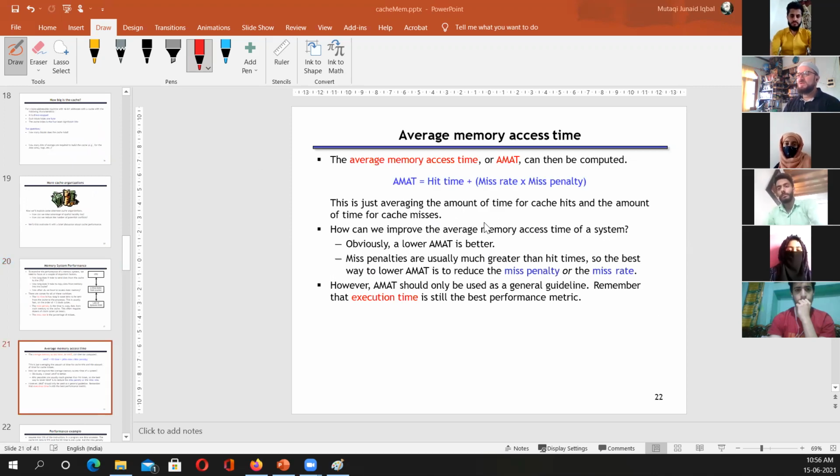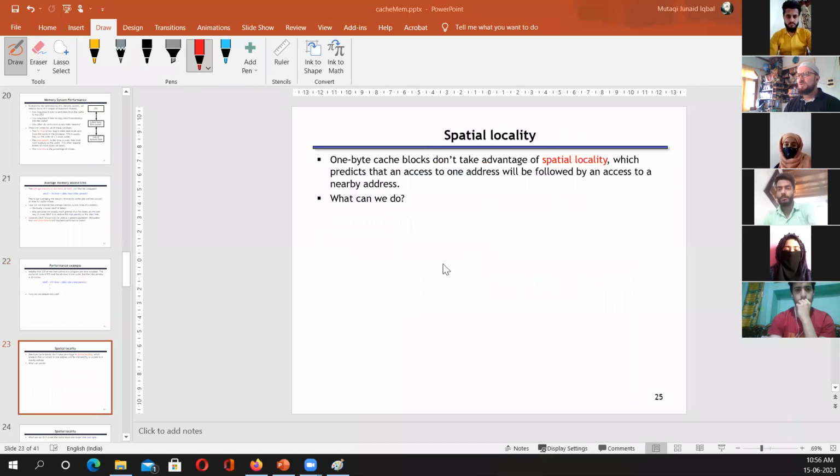This part you will read on your own. Hit ho gaya, miss ho gaya, to kitna overall time ho gaya. You will read it on your own. I will send it.